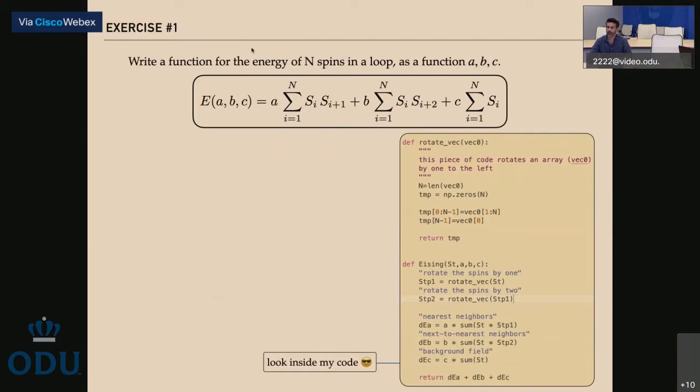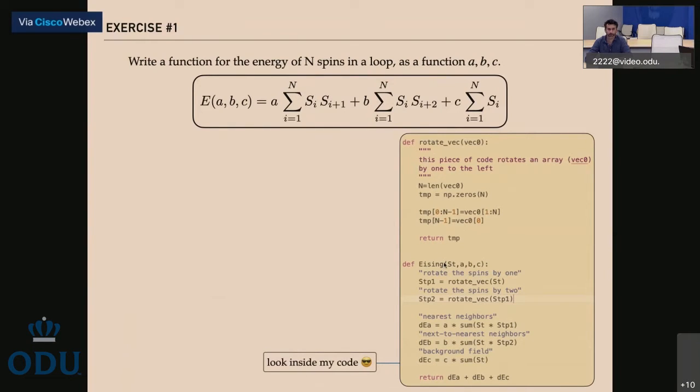The first exercise was just to write code that calculates the energy of a system of spins as a function of A, B, and C for a state that has arbitrary length, okay? I give you an example of my code. I use this function, rotate, that rotates over all the possible spins. I think we actually walked through this twice and with quite a bit of care. So hopefully that makes sense.